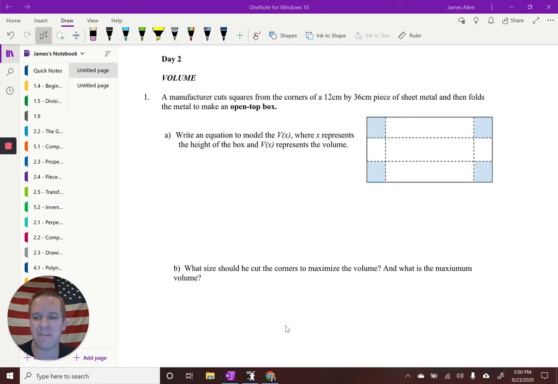All right, it's time for application day 2 here. We did area with our polynomials last time. It seems fitting to do volume now, right? We don't want to leave volume out of the equation. Okay, so let's see here.